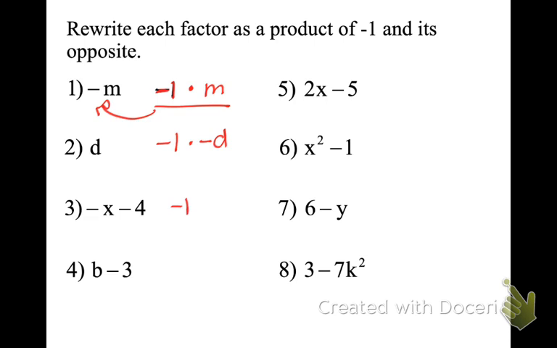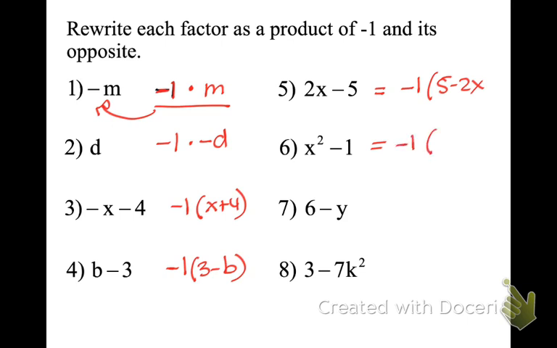Okay, negative 1 times the opposite, which would be? x plus 4. Good. Negative 1 times what's the opposite? 3 minus b. You get it? Yeah. What would the next one be? Somebody else? Cameron? Negative 1 times 5 minus 2x. How would I show the next one? Fatima? Negative 1 times the quantity of 1 minus x squared. Good.